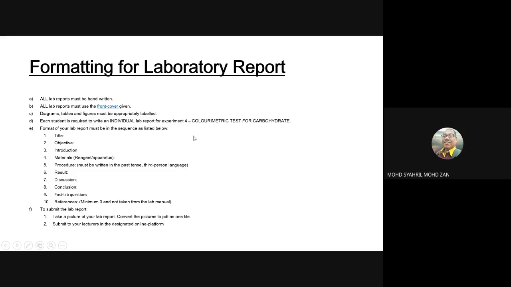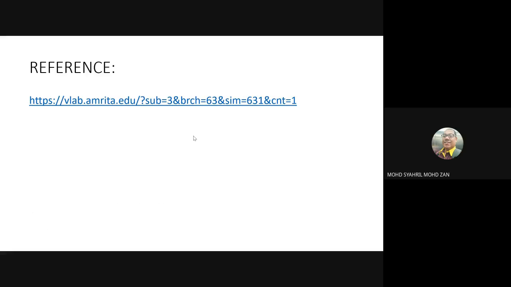Okay, formatting of the laboratory reports. So, ada dekat sini juga. So, awak boleh tengok. Okay. Alright, so they are what we call, again, experiments from Amrita Labs. So, you can see from here also.